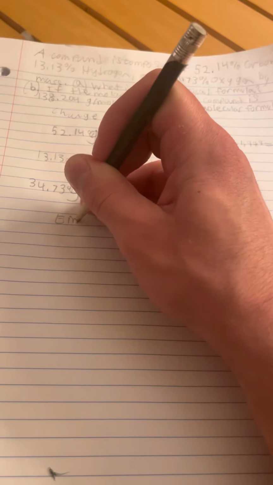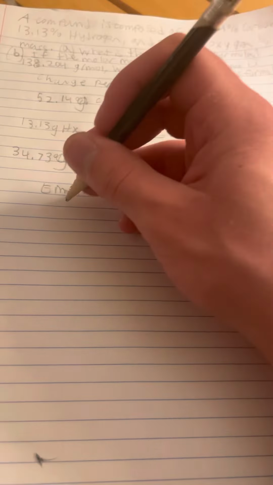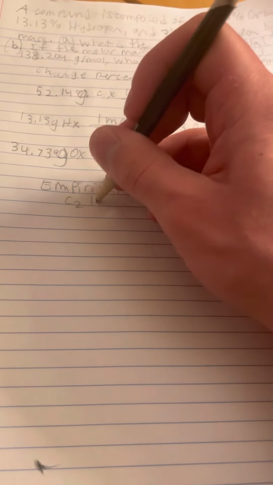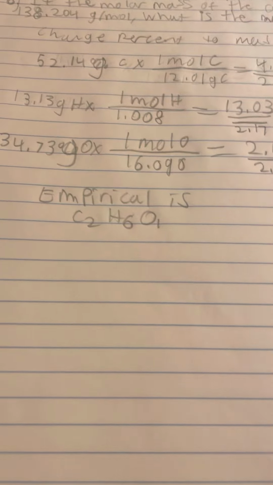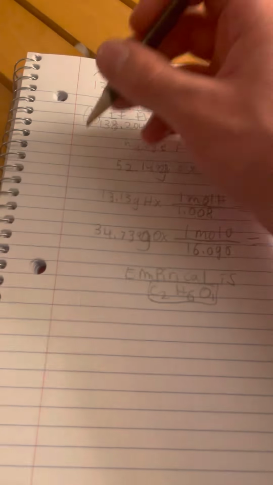So what that means is the empirical formula is C2H6O. You can even add a 1 there if you like, but sometimes people don't add the 1, and that will be the O. So that is the empirical formula.